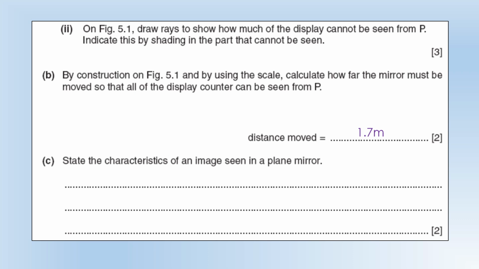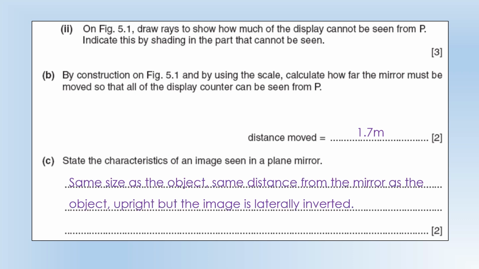State the characteristics of an image seen in the plane mirror. It should be the same size as the object, the same distance from the mirror as the object. It should be upright, but it will be laterally inverted, so its left and right will be switched.